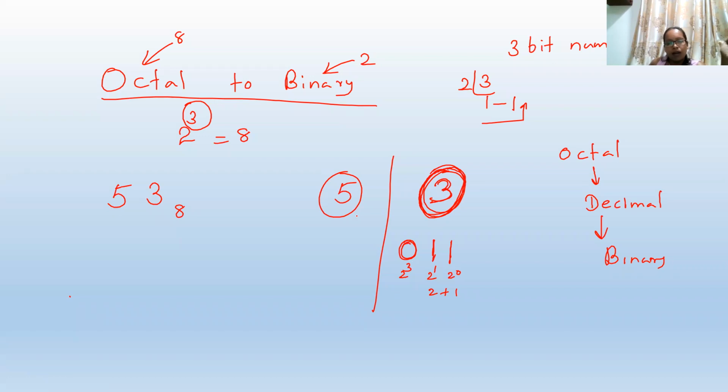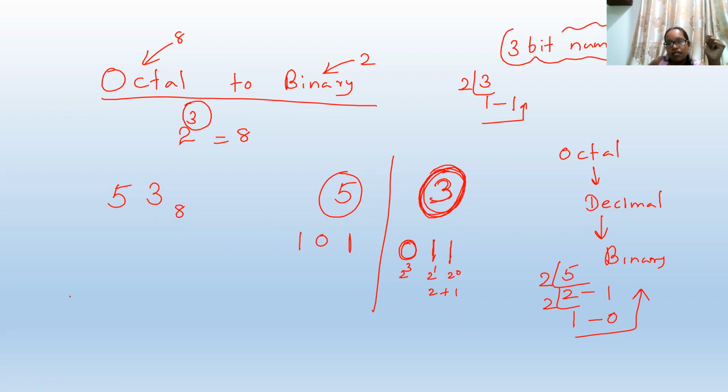Okay. Then 5 again into binary. How to convert 5 into binary? Just divide by 2. That is 2, 1, again 2, 1, 0. That is 1 0 1. After dividing 5 by 2, that is 1 0 1. That means you are going to convert 5 into binary, right?